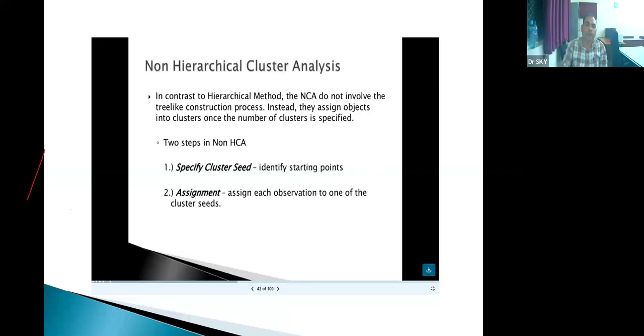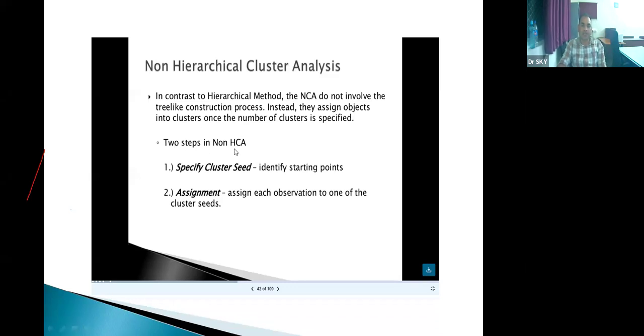Now, in contrast to the hierarchical method, non-hierarchical cluster analysis does not involve the tree-like construction process. Instead, it assigns objects into clusters once the number of clusters is specified. So here we already know the number of clusters, so there is no need for a dendrogram.